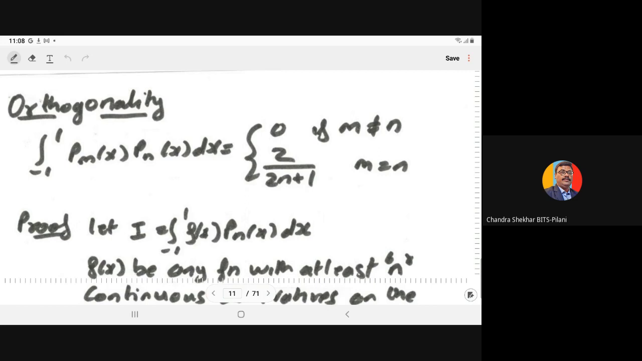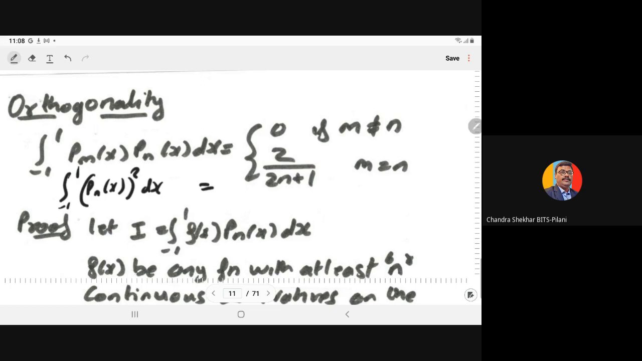orthogonality. So it is the integral from -1 to 1 of Pm Pn dx. Means Pm is the Legendre polynomial of order m, Pn is the Legendre polynomial of order n, into dx is equal to 0 when m is not equal to n, and when m is equal to n. So when m is equal to n, it is the integral from -1 to 1 of (Pn(x))^2 dx is equal to 2 upon 2n+1, right? 2 upon 2n+1.